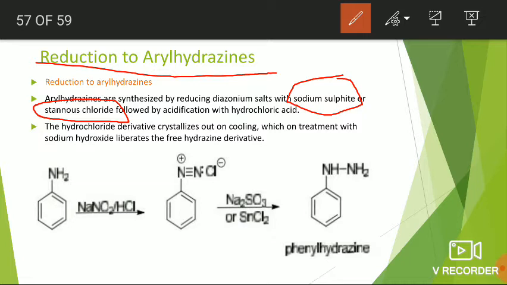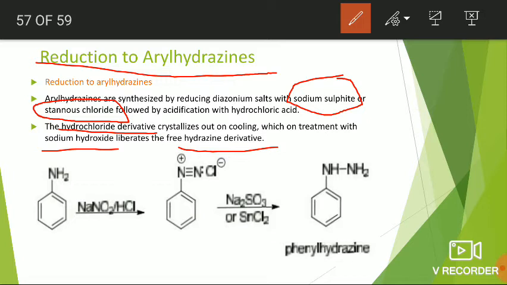Here in this reaction, the hydrochloride derivative salts generally crystallize on cooling. Here in this reaction we get aryl hydrazinium salts. On cooling, the hydrazinium salts are converted into crystals. These crystals on treatment with base, that is sodium hydroxide, are converted into free aryl hydrazine derivatives.